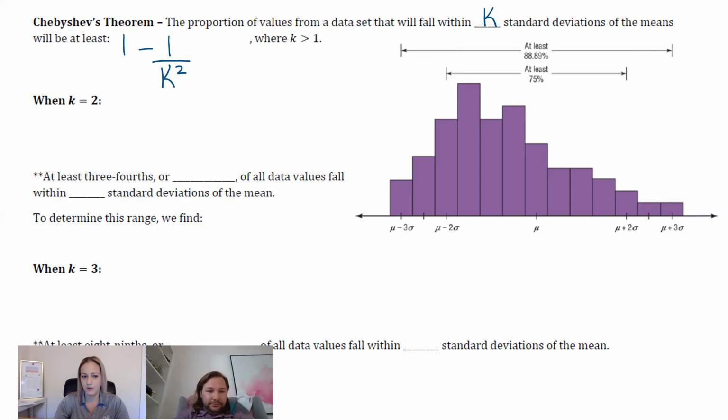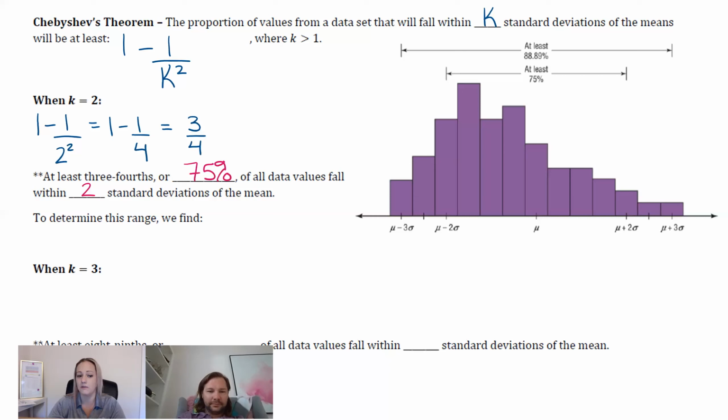So let's explore a little bit how this is going to work out for some different k values. For example, let's say that k was 2. We're trying to find the proportion of values that fall within 2 standard deviations of the mean. So we plug 2 in for k. We would have 1 minus 1 over 2 squared, and then simplify that out. So 1 minus 1/4 comes out to be 3/4. So what his theorem is telling us is that at least 3/4, or 75% of all data values, will fall within 2 standard deviations of the mean.